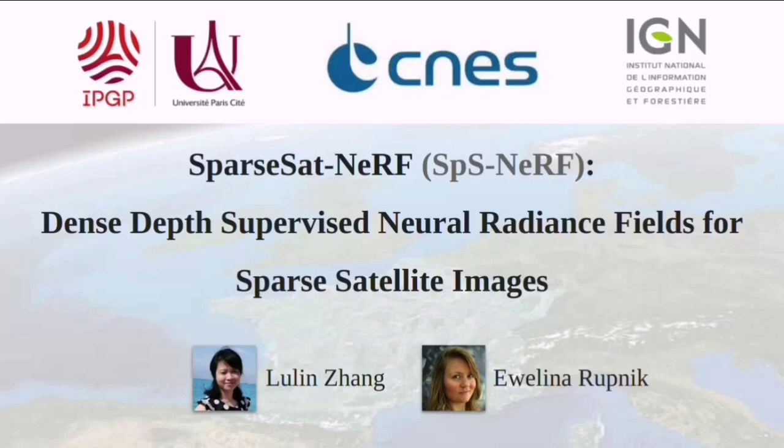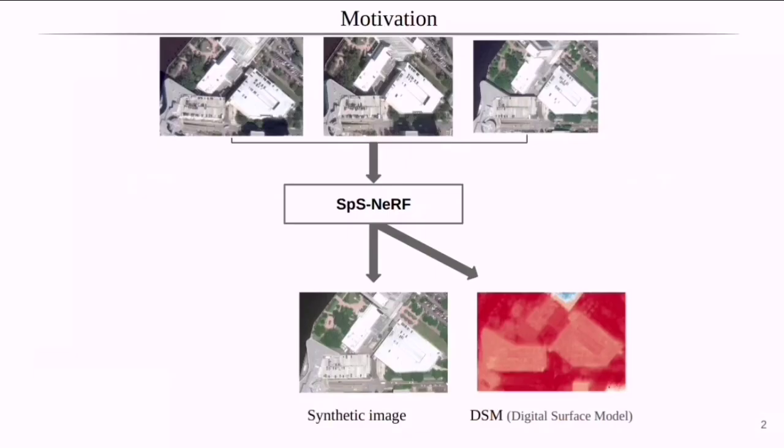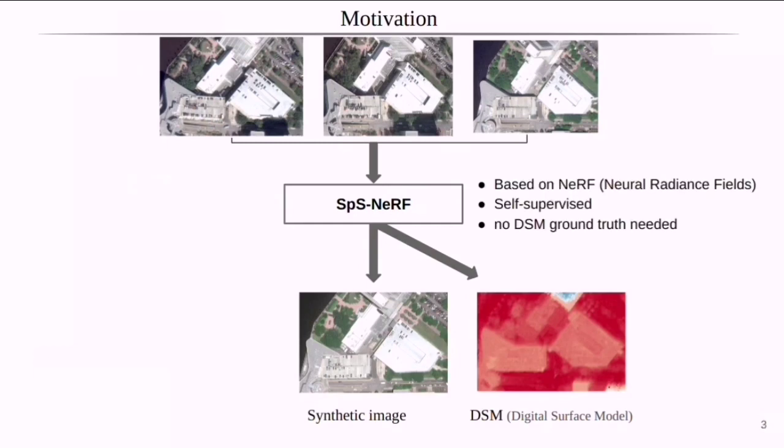Today I'm going to present our work, SparseSat-NeRF or SPS-NeRF: dense depth supervised neural radiance fields for sparse satellite images. It aims to generate synthetic images and DSM from a few satellite images. It is based on NeRF. It is a self-supervised deep learning method, and it doesn't need DSM as ground truth.